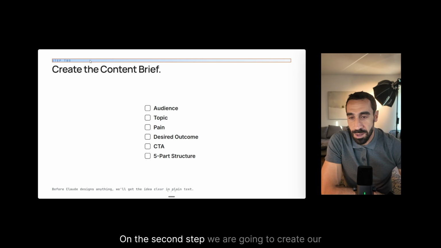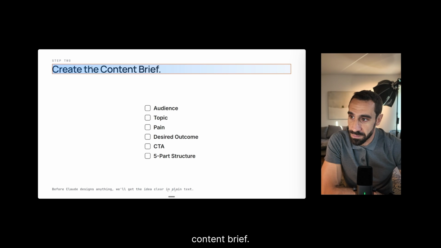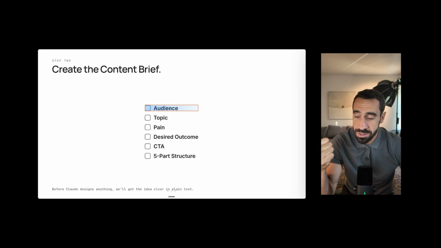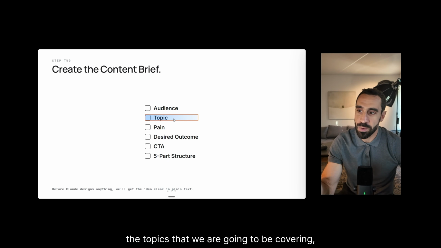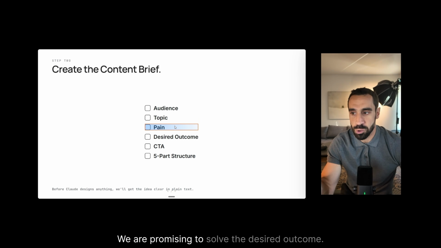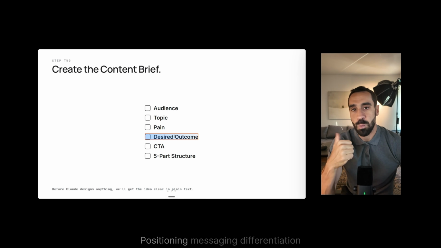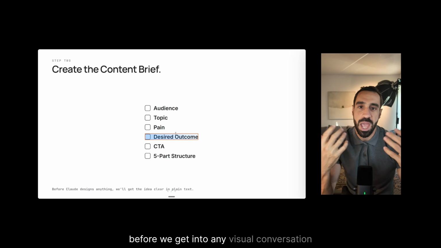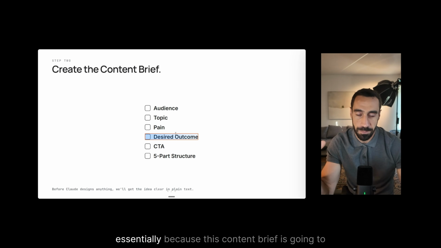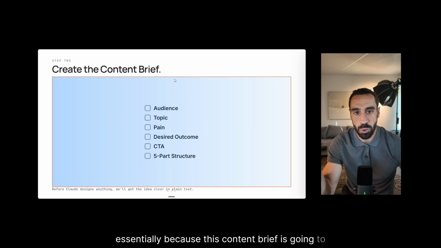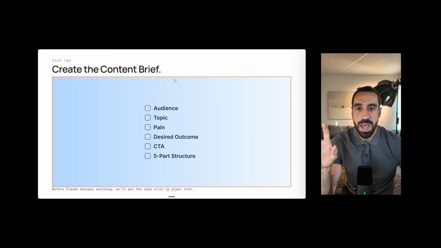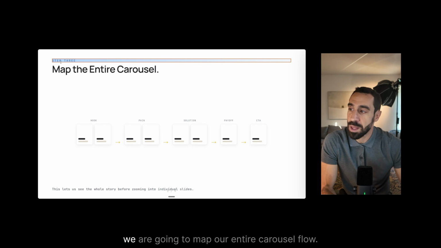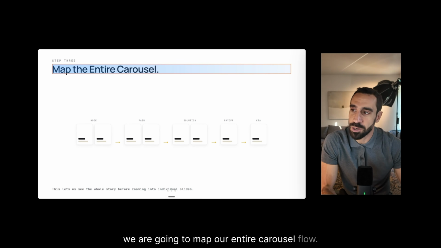On the second step, we are going to create our content brief. This is where we are going to get crystal clear on our audience, the topics that we are going to be covering, the pain we are promising to solve, the desired outcome, positioning, messaging, differentiation, before we get into any visual conversation essentially. Because this content brief is essentially going to be the foundation of everything we are going to be generating downstream.